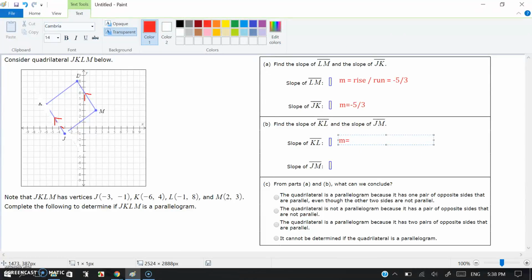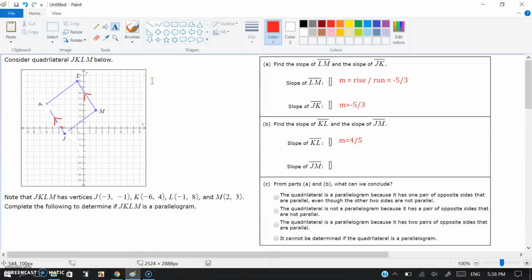My rise in this case is going to be positive because from point K to point L, I'm going up. So how much am I going up? I'm going up by 4, right? And my run from K to L, I'm going to the right by how many units? I hope your answer is 5. If you count carefully, you should get 5. So that's my slope. My slope of KL is 4 over 5. Yeah?